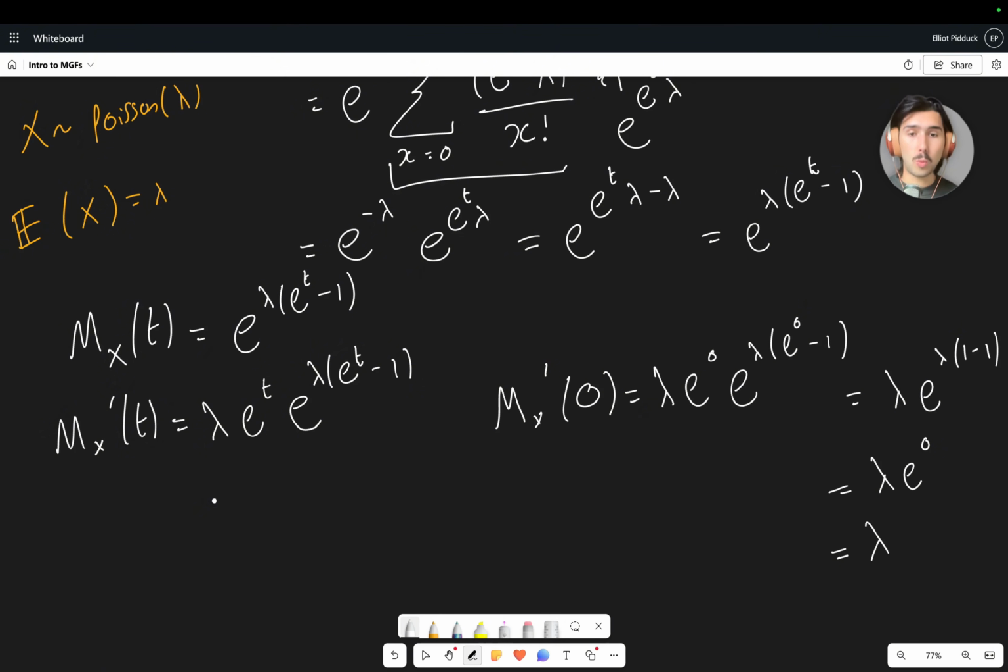Okay, cool. Let's do one more. What is the variance of a Poisson random variable? Do we remember? Well, the variance is actually lambda as well.